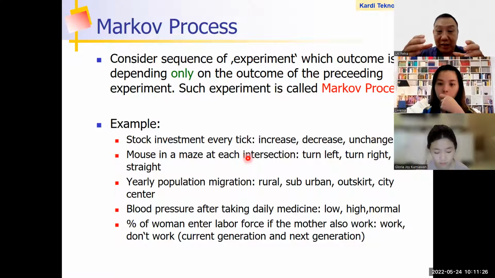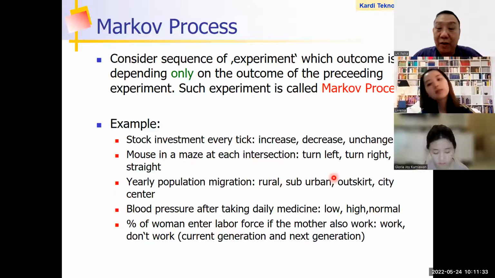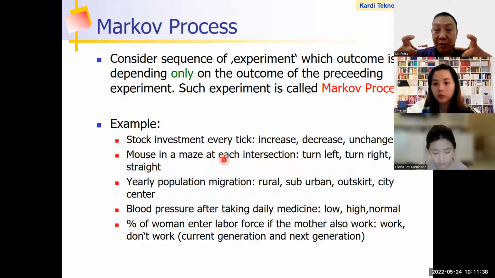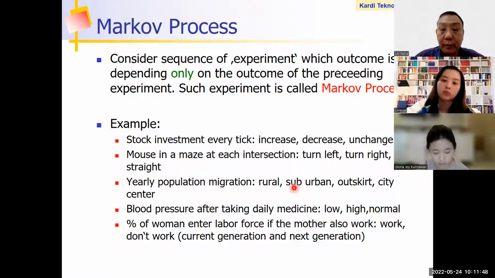Say a mouse in a maze, and at its intersection it can turn left, turn right, go straight, or return back. So that is 4 states or 3 states in the maze of the mouse, then yes, you can put it as a Markov chain. Similarly, migration, for example, how many people, the population, migrated from rural to urban to outskirt and to city center. These are examples where you can also use a Markov chain.